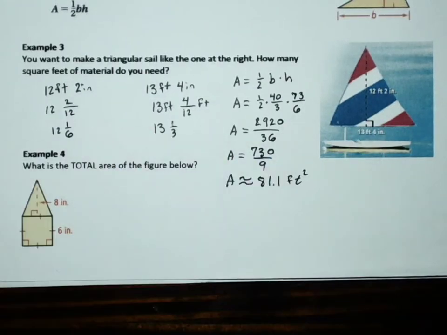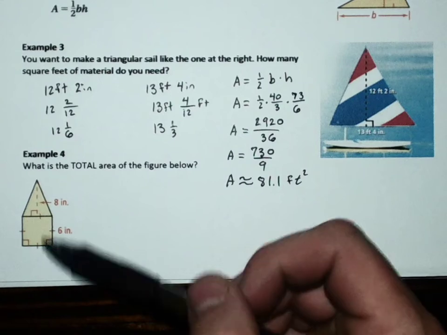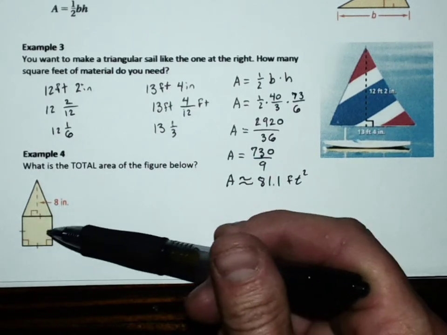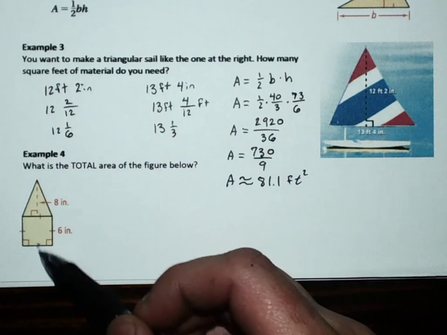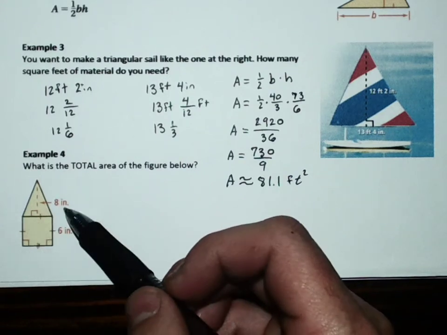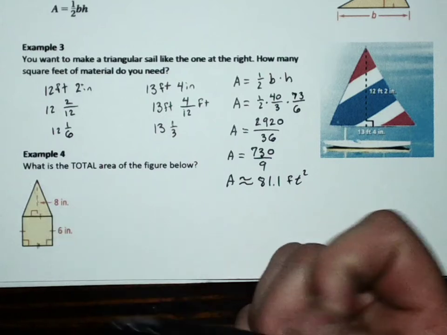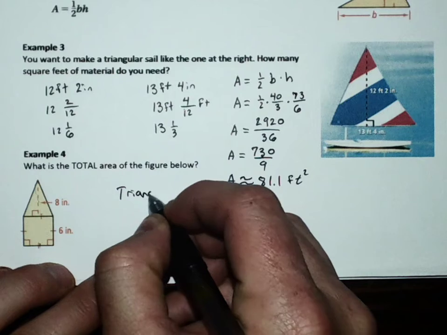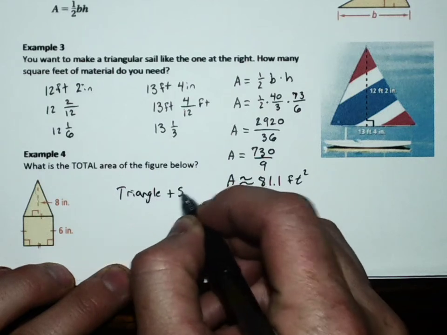Last but not least, what is the total area of this figure? Well, it'd be taking the area of the square. This is a square because this side equals this side, which equals this side. So all the sides are equal. And then adding it with the area of the triangle. So I'm going to add the triangle with the square.